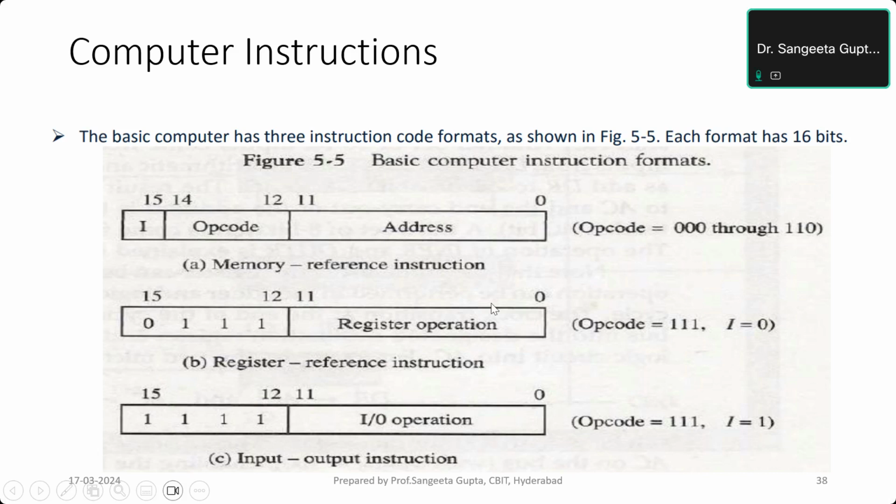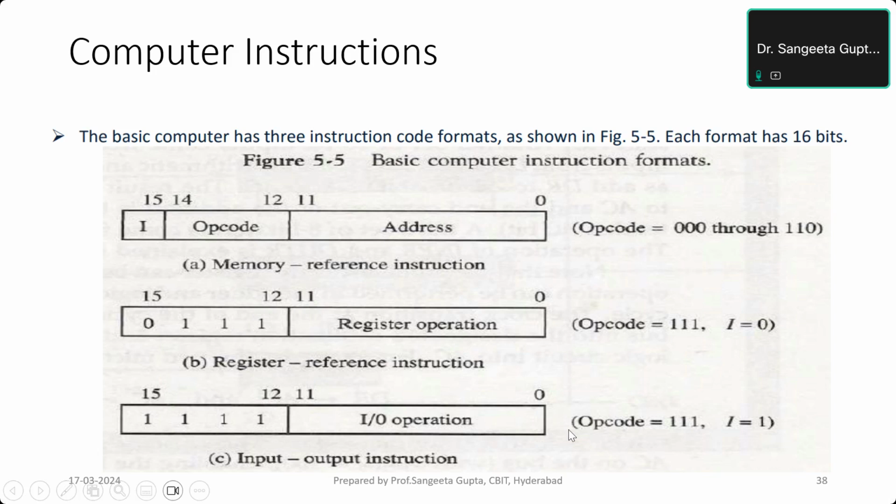To brief it, in memory reference instructions, we have 12 bits to represent the address, 3 bits to represent the opcode, which takes values from decimal 0 to 6, and the last bit is the mode bit, which represents either direct or indirect address. Then the register reference instructions do not have an address field. In fact, bits 0 to 11 are used to represent the type of register operation, and the opcode is identified by three ones, which is decimal 7, and the 15th bit is 0.